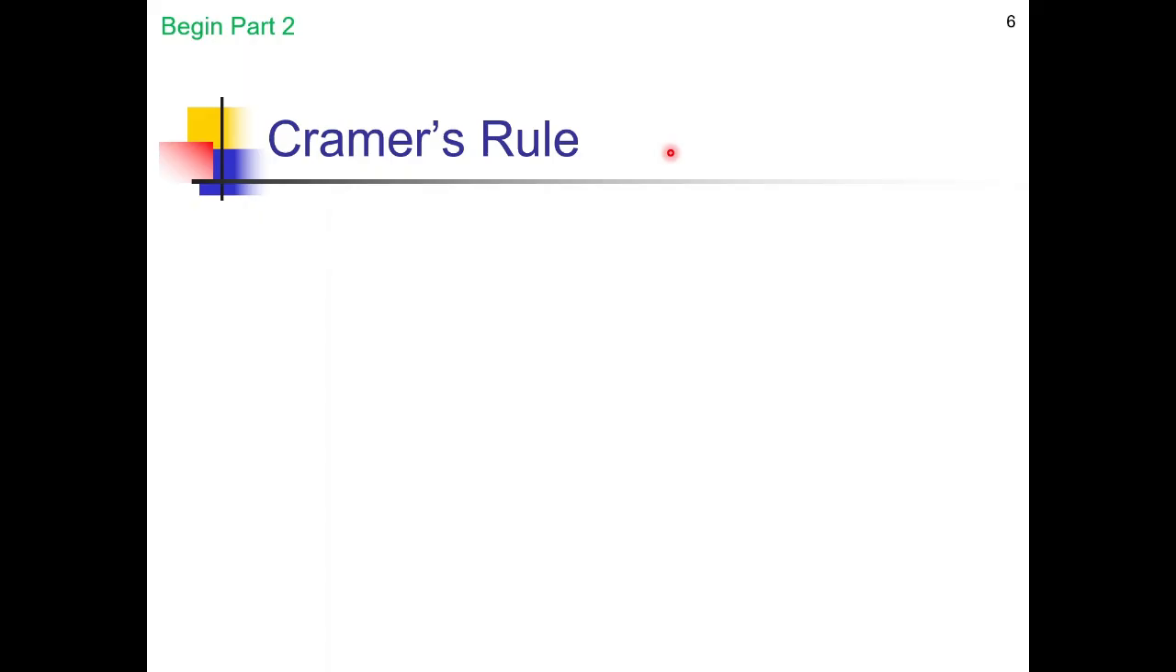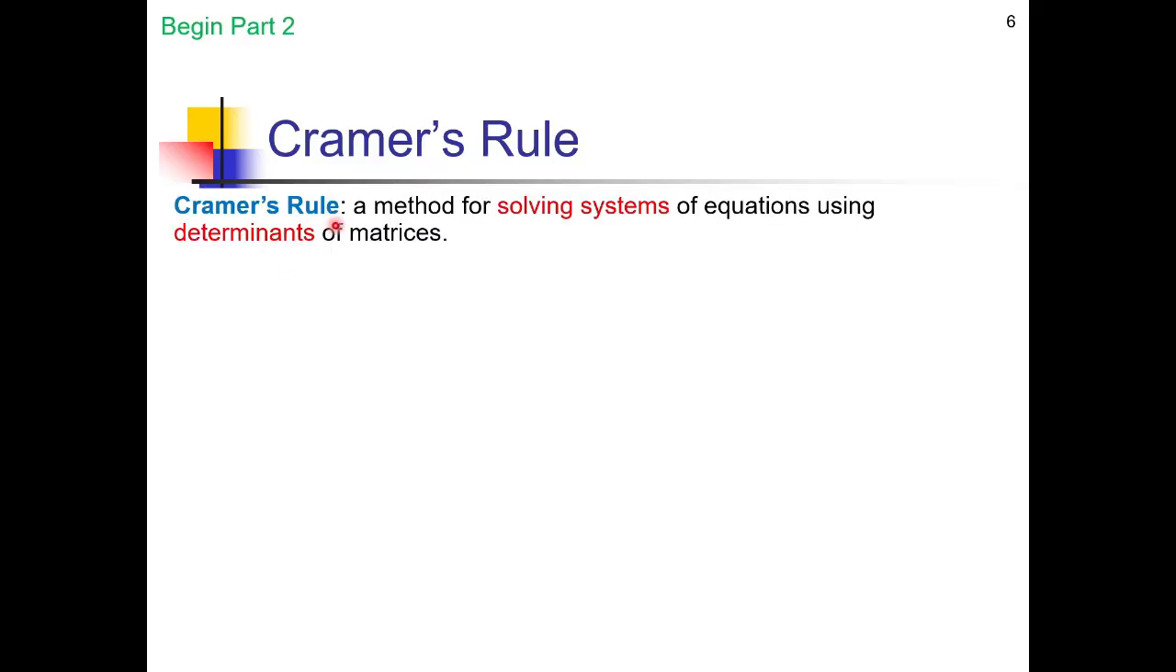Welcome back. You're joining us for part 2 of this lesson. We're going to start right up with Cramer's rule, what it is and how we can use it. My definition of Cramer's rule is kind of an overview definition. I'm defining Cramer's rule as a method for solving systems of equations using determinants of matrices. It's not the only method for solving a system of equations using matrices, but it's the only one that uses determinants. So that kind of makes it unique.